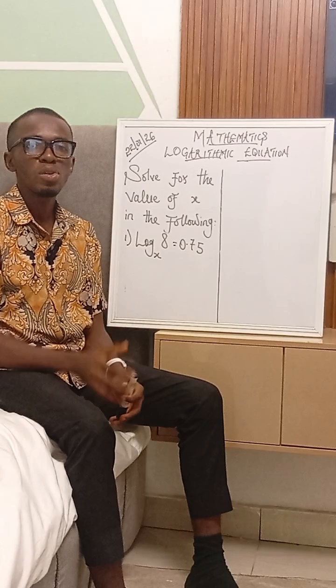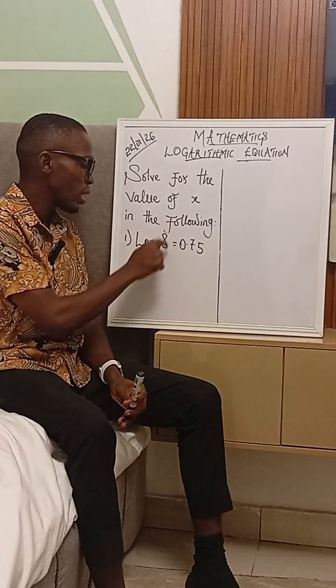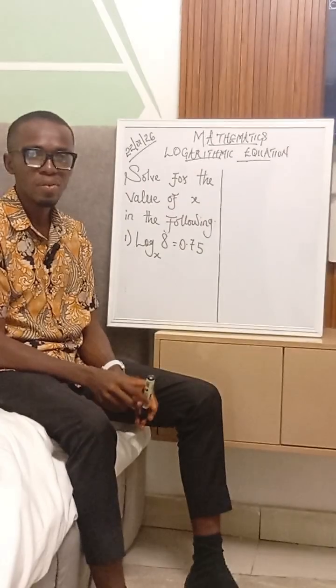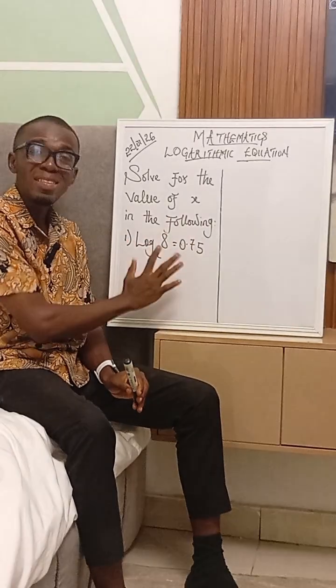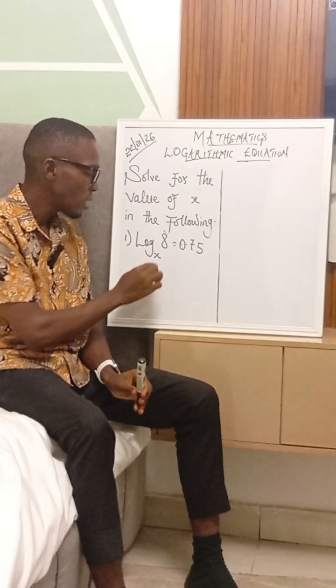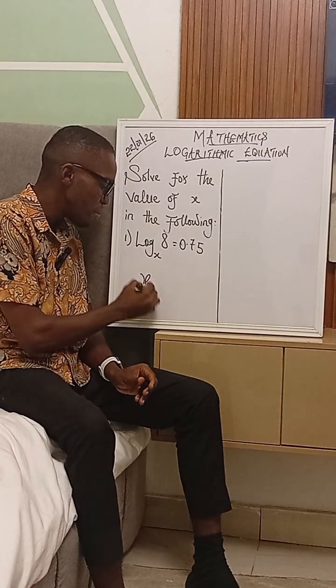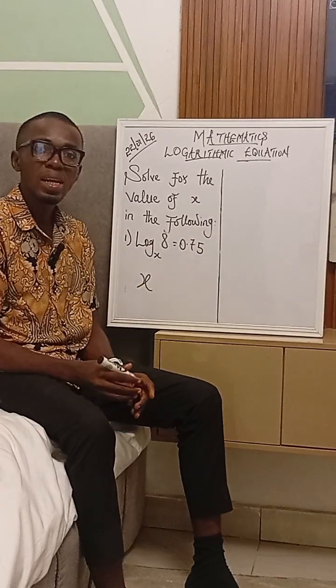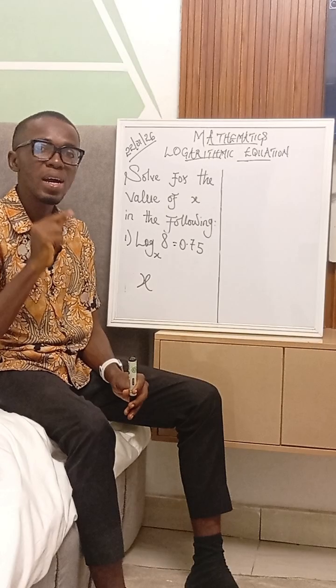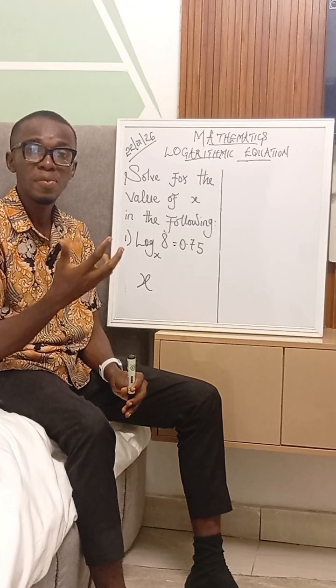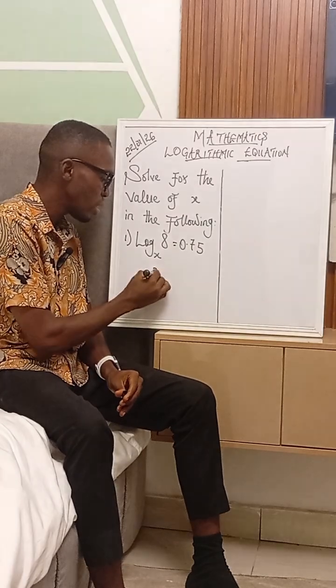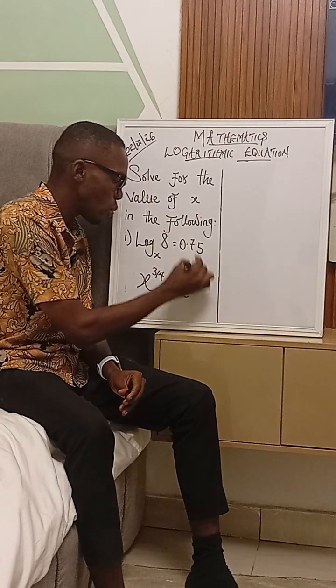Solving the very first question for today: log 8 base x equals 0.75. What do we do? When you have this type of question, just pick the base and let it remain as your base. Pick what you have here, let it become your power. So 0.75, you convert it to a fraction, it becomes 3 over 4. So you have x to the power of 3 over 4 equal to 8.